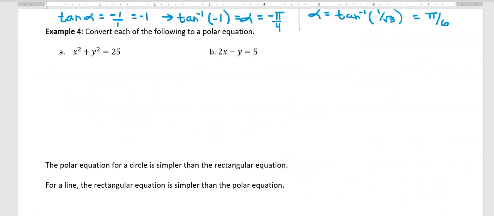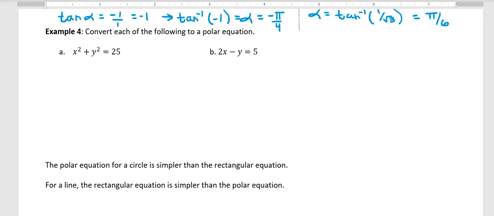Okay. Now for example 4, we're going to take actual equations and convert them to polar equations. So this first equation here is x squared plus y squared equals 25. And this type of equation probably looks familiar to you, and we'll discuss what it is in just a moment. The second equation is 2x minus y equals 5. And again, this should look relatively familiar to you as well. So what we're going to do is take these equations, which are currently in terms of x and y, and we're going to convert them to polar, which means that they'll be in terms of r and theta. You're going to use the same equations that you used above to assist you with this process.